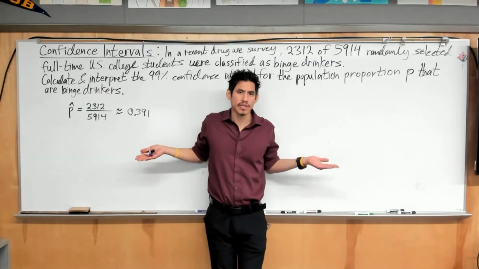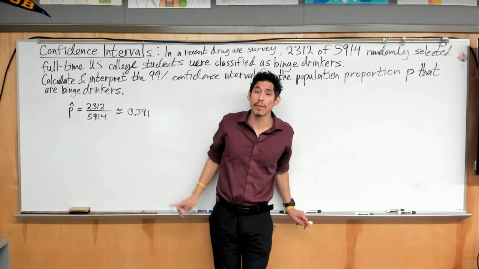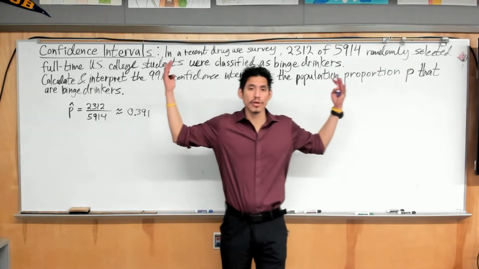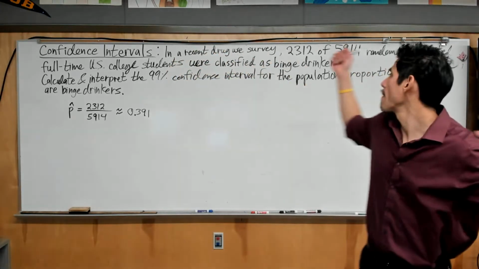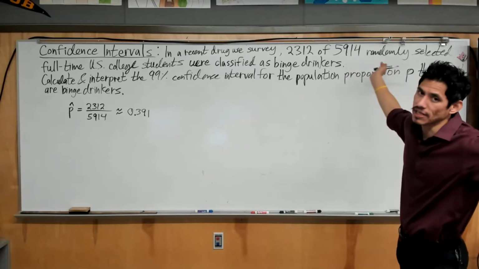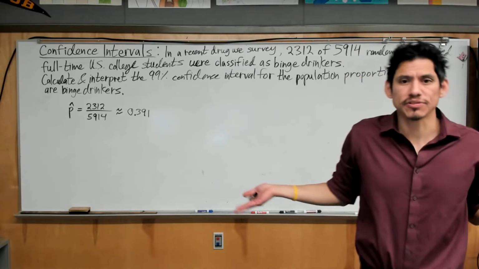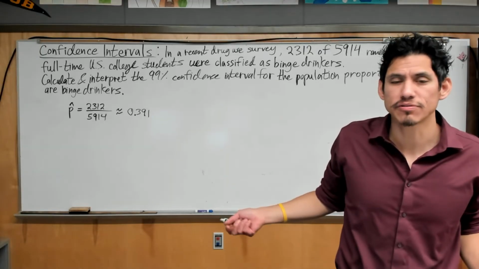Now, this is just a survey. So we just understand and know that this is not necessarily going to be equal to the true population proportion of all the binge drinkers in the US, because we only surveyed some of them. We can't survey all of them because this is too much. There's too many to survey.